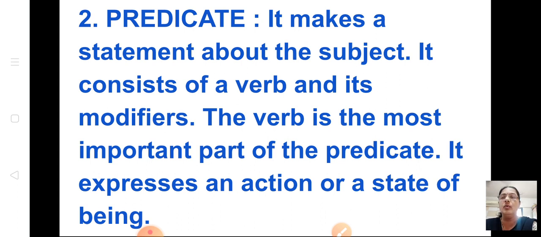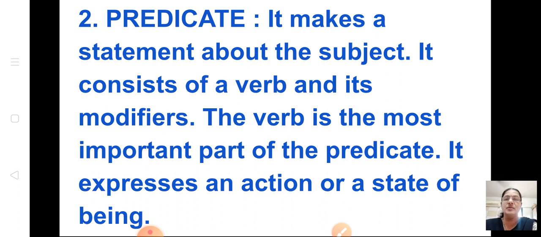The verb is the most important part of the predicate. It expresses an action or a state of being. You all know what is a verb? Usually it is an action verb or it's a state of being. Crying, laughing, or any being state as well as any action, jumping, running, all these are also verbs.